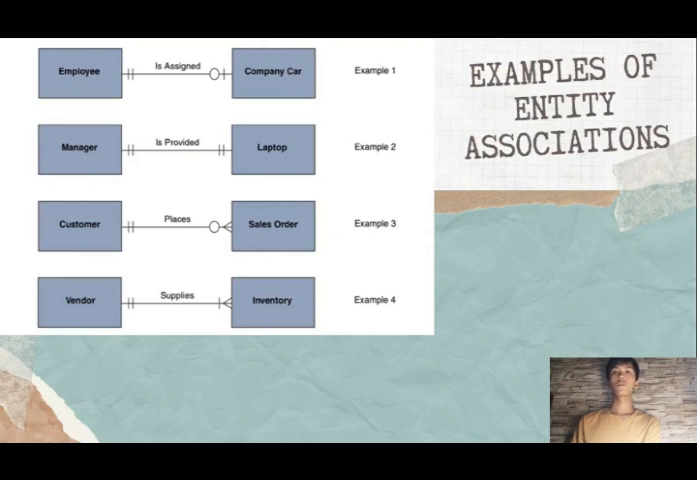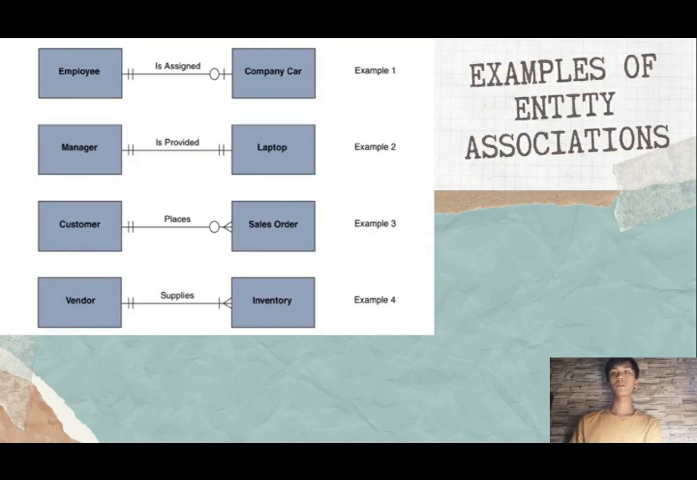Example number 2 illustrates a situation in which each record in one entity is always associated with one and only one record in the associated entity. In this case, each company laptop computer is assigned to only one manager, and every manager is assigned only one computer. Two short lines intersecting the connecting lines at both ends depict this cardinality.